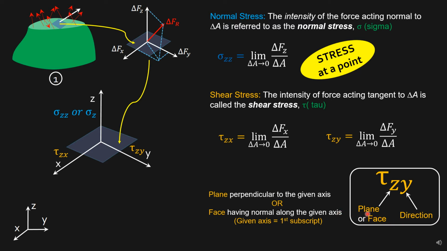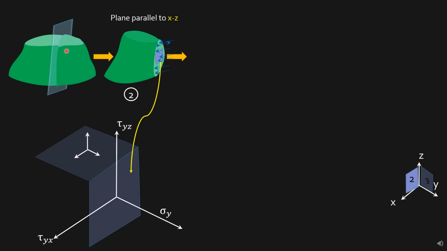So PD, partial differentiation, you can remember it this way, or you can create another small trick for yourselves by which you can easily remember. Now we have the same body. Now we will pass another plane, number 2, which is parallel to XZ. You can see from here it is parallel to the XZ direction.